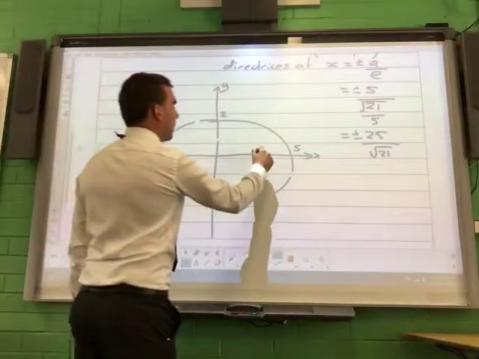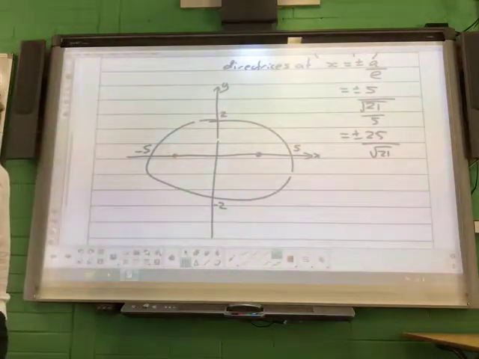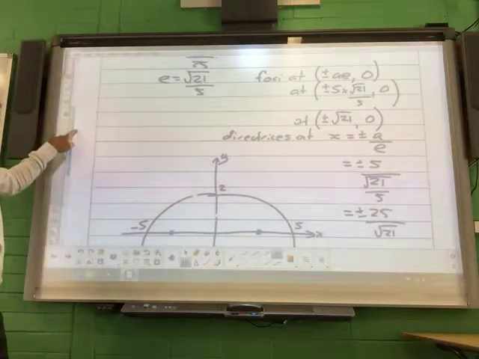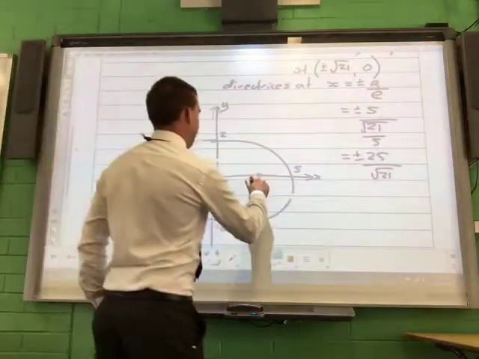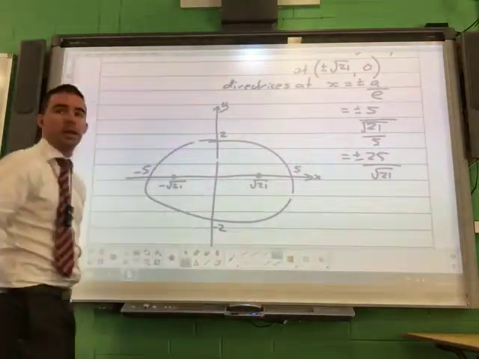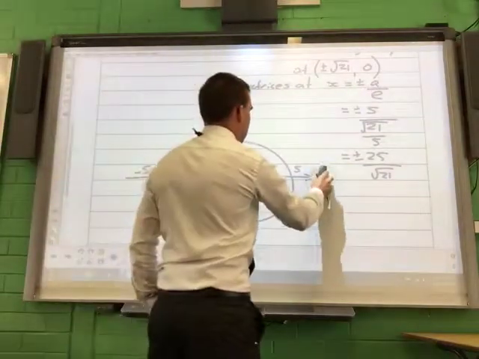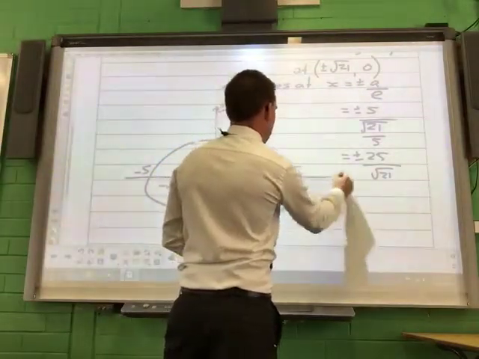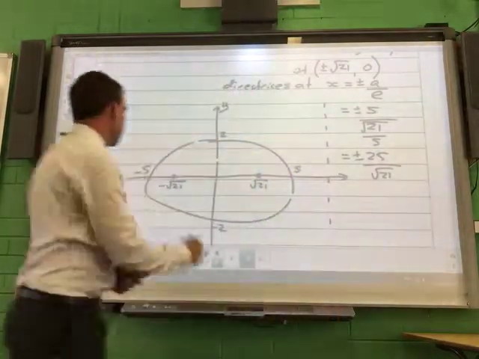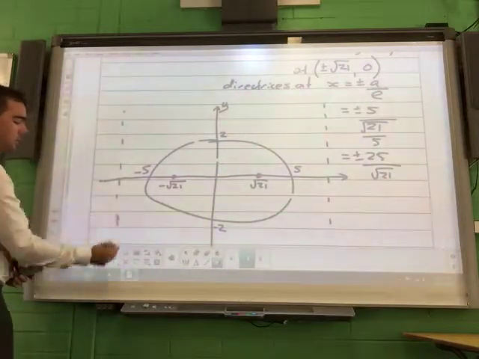So the foci, there's 2 of them, equidistant from the centre, and the coordinate is plus or minus root 21. So root 21 on the positive side, negative root 21 on the other side. And we'll just need to make this bigger. There's your directrix for that side and your directrix for this side.